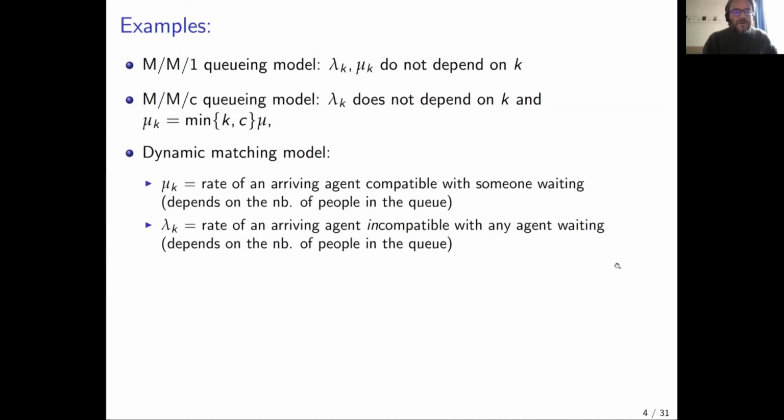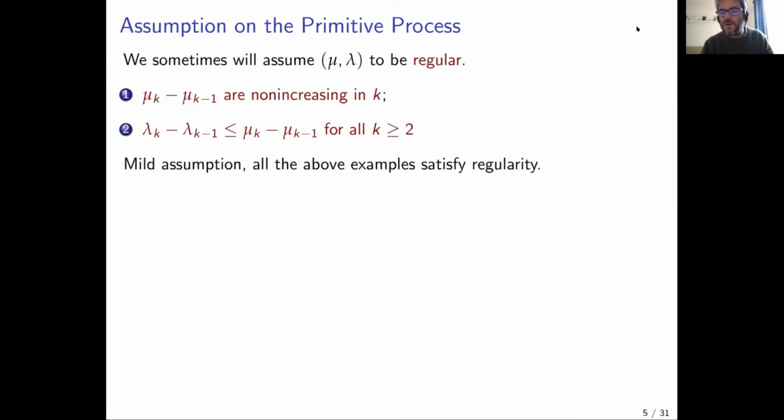So these are three possible examples which are particular cases of our general Markov processes, or our primitive processes, that we defined. And I'm going to sometimes assume that the primitive process is what we call regular. We see this as a very mild condition. So let me describe what it is. In addition to assuming that this service rate is increasing, I'm also going to assume that it's concave, which, as I said already, was satisfied by all the examples I gave you before.